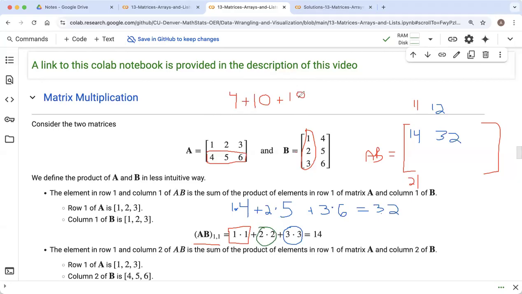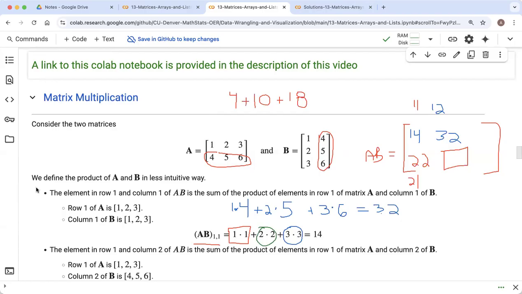So that is like 28 plus 4. I think that gives me 22 over here. And then finally, I have one more entry over here that I could find in the product. And that entry I would get by taking row 2 of matrix A, column 2 of matrix B, and then doing a similar product of 4 times 4 plus 5 times 5 plus 6 times 6.